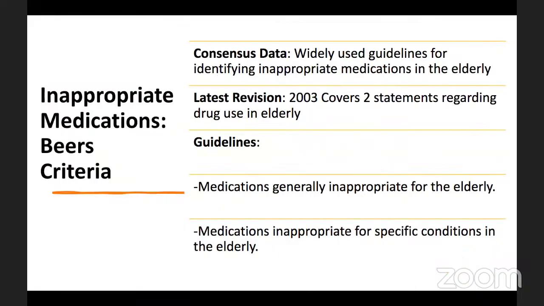Now we'll talk about the Beers criteria, which is very crucial when prescribing medication for elderly patients. These guidelines are about medication generally inappropriate for the elderly, or medication inappropriate for specific conditions like chronic diseases in some elderly patients.